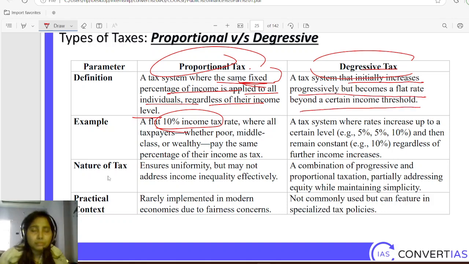Okay. So in proportional tax, it has been said that 10% of whatever you are earning will go in the form of tax. But digressive tax means up to 50 lakh you will be paying 10% tax, but above 50 lakh, whatever you are earning, you will be paying 2% tax on that amount.